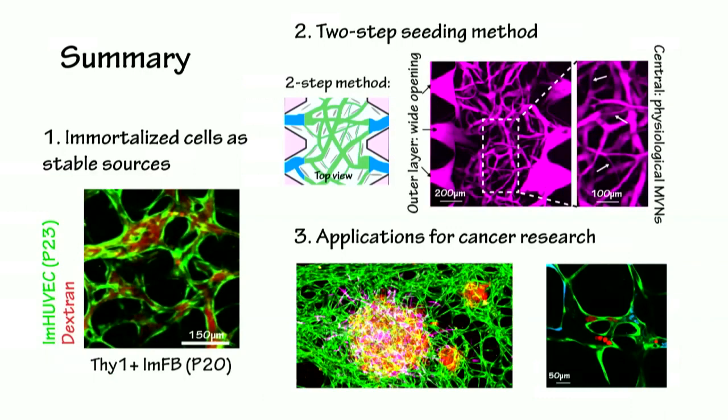So in summary, today I talked about how we established immortalized cells as stable cell sources, so they are very good for engineering microvasculature. And the other part is we developed this two-step seeding method that we can generate capillary-like microvessels, but they are perfusable by connecting the smaller vessels with larger openings. And the applications for cancer research, for example, we can perfuse the tumor cells or use it for solid tumor vascularization experiments.